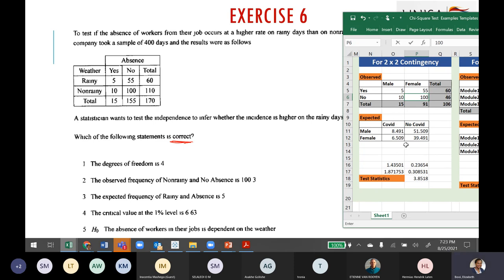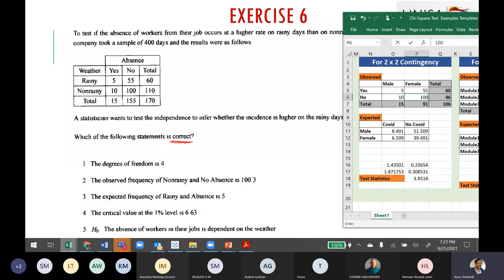So let's see. We're looking for the correct one. There are 2 rows, 2 columns. 2 minus 1 is 1. 2 minus 1 is 1. So 1 times 1 is 1. So the degrees of freedom cannot be 4. So number 1 is incorrect.